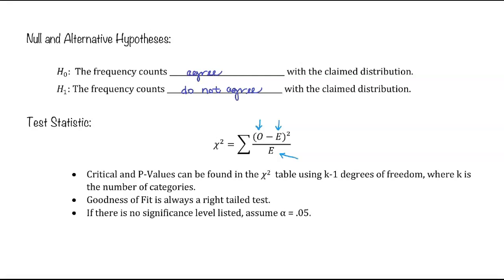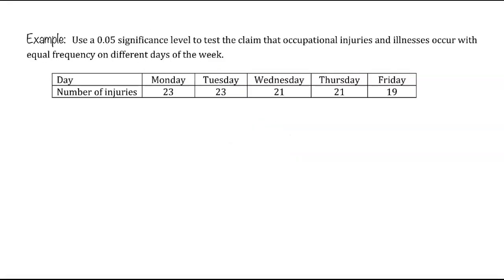Let's take a look at our first example. In this first example, we're going to use a 0.05 significance level to test the claim that occupational injuries and illnesses occur with equal frequency on different days of the week. Whenever you see the phrase equal frequency, that's your clue that what we're really talking about here is a uniform distribution. They expect the frequency to be the same across all categories.